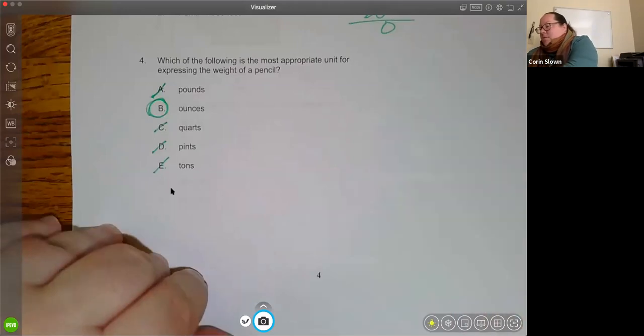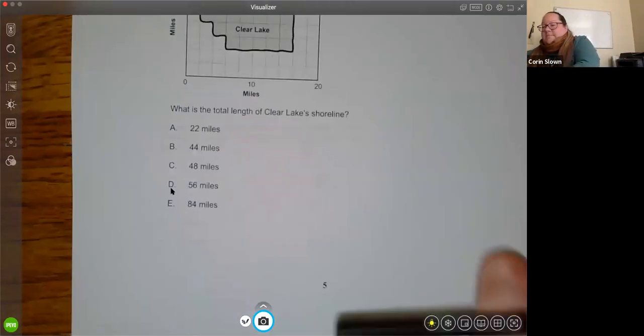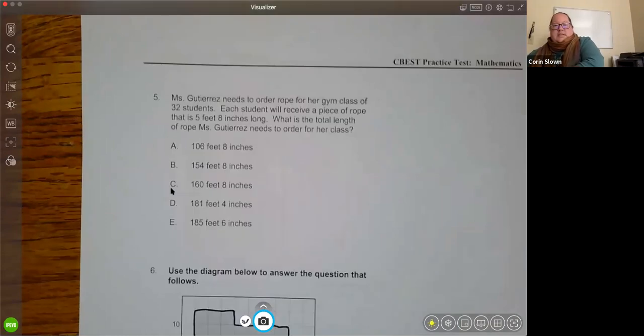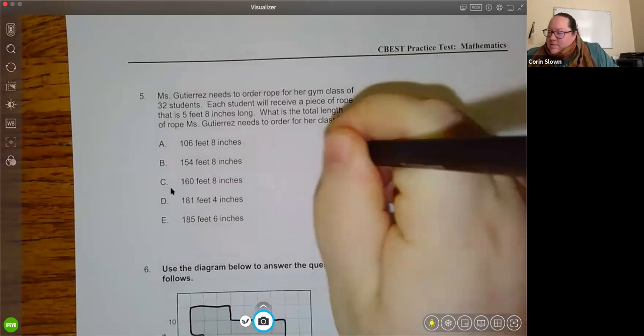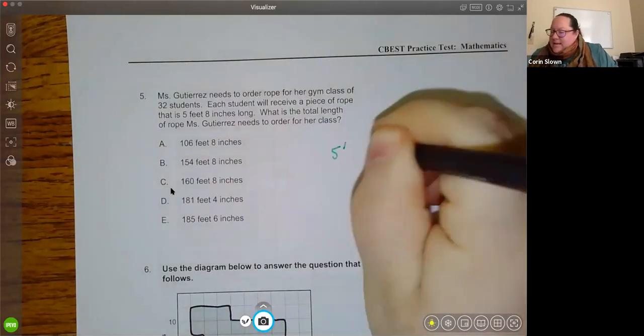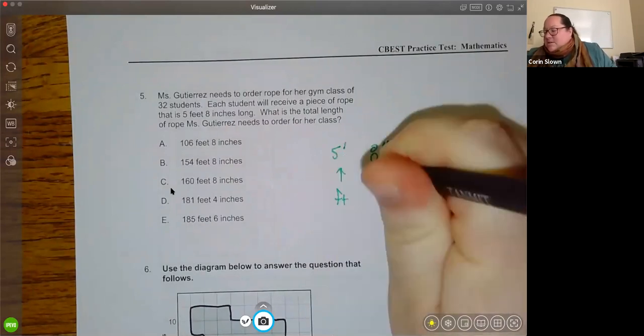Let's take a look at problem number 5. It says, Ms. Gutierrez needs to order rope for her gym class of 32 students. Each student will receive a piece of rope that is 5 feet, 8 inches long. What is the total length of rope that Ms. Gutierrez needs to order for her class? So if each student receives 5 feet, 8 inches, this notation is the notation for feet. This notation is the notation for inches.